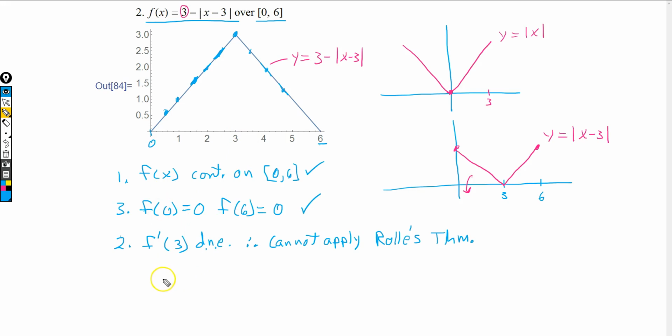So at no point from 0 to 6 does our derivative ever equal 0. So f prime of x is never 0 from 0 to 6. And so we see that the conclusion of Rolle's theorem doesn't even hold. And that's because the derivative does not exist at one point between 0 and 6. All right, now let's look at this example.